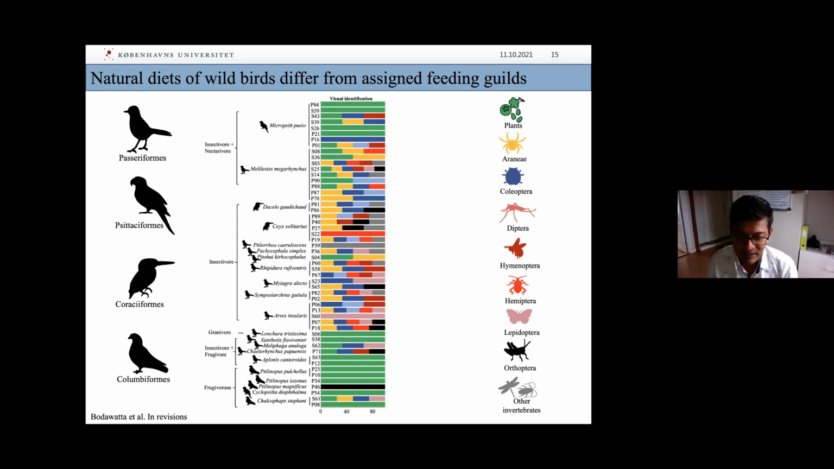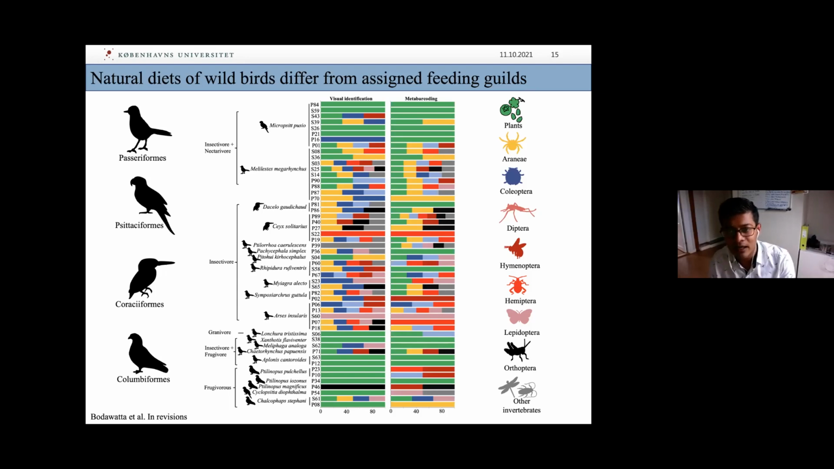And one thing that we can easily see is that there's a high variation in what individuals are eating in the same species. But when we try to compare this with the metabarcoding results, we still see that high individual variation within a species, but we don't see an agreement between our visual identification and metabarcoding. And when we look at it, there are only 12 individual samples where we find a perfect agreement between the diet we identify through visual identification and metabarcoding identification.